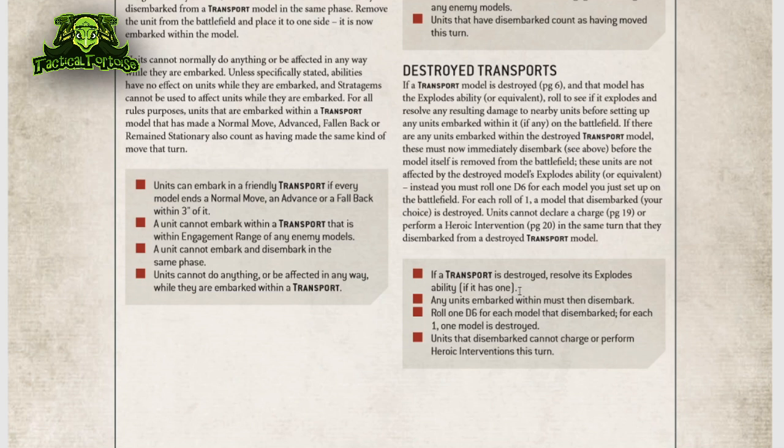Some people were able to utilize transports that would kill themselves or that would die to Overwatch and then immediately charge with the unit that was inside. You can't do that, but now you also cannot perform a heroic intervention that same turn.